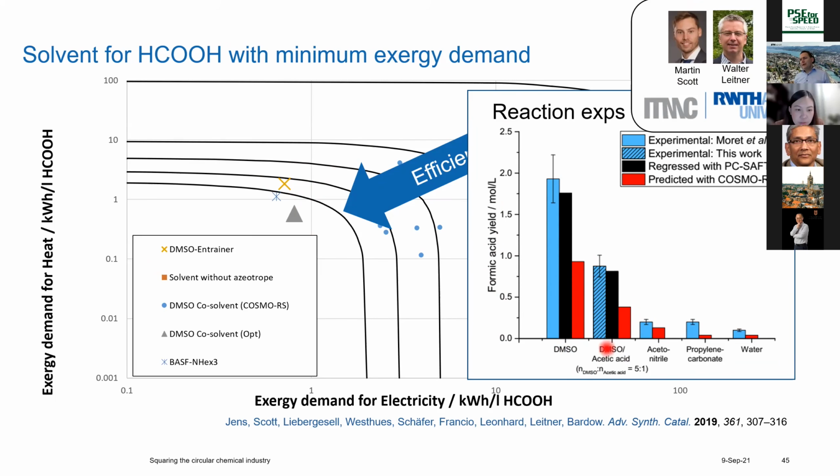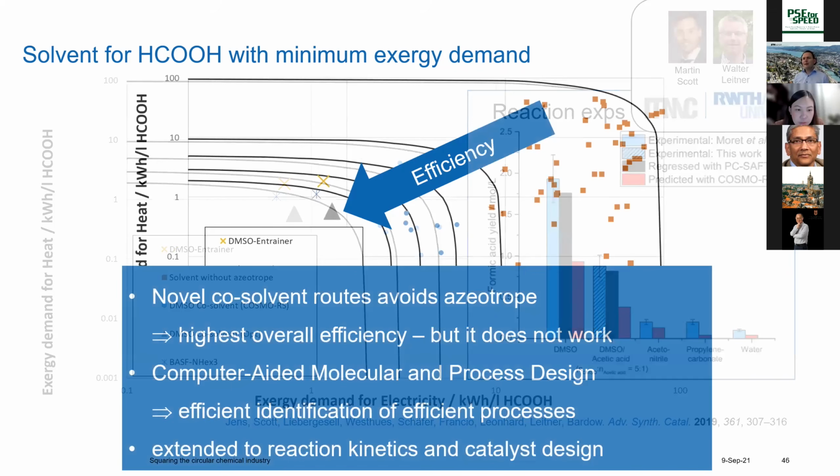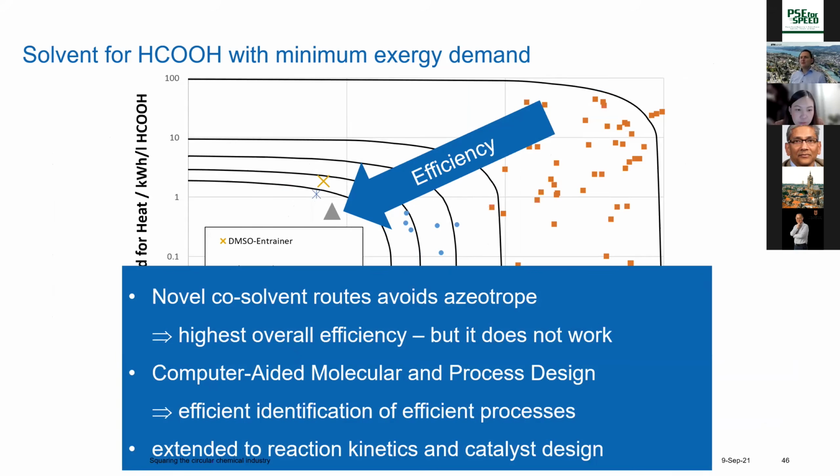And in particular it was correctly predicted that if you add acetic acid in the right ratio, you would halve the yield, but you could break the azeotrope. And that's what we also showed experimentally. So this toolbox led us, and this is an industrial benchmark, to the most efficient route. Unfortunately, it turns out that DMSO and formic acid are not stable, but still I wanted to highlight that this toolbox really allowed us to very efficiently identify an efficient process.